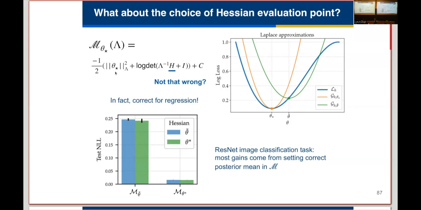Cool. The change is a small change, but it actually makes this approach work now with neural networks that are not really fully optimized. If you were able to train your neural network to convergence, where the gradients are actually zero, you could show that this theta star and theta tilde would be equivalent. But that's not the case in practice.